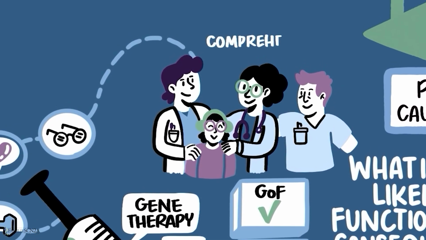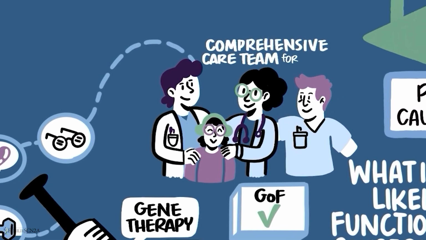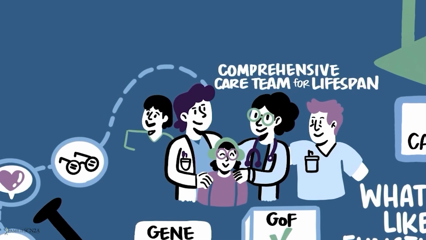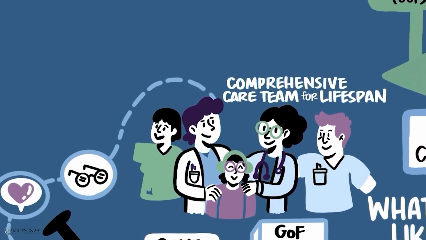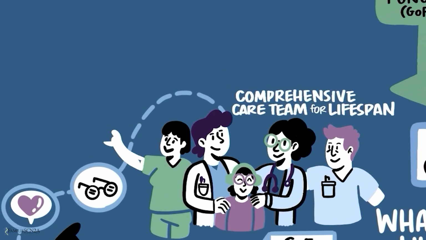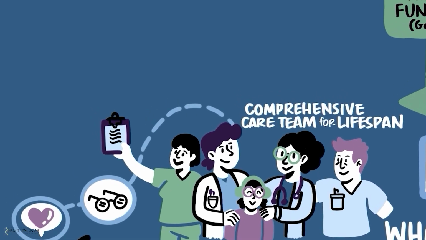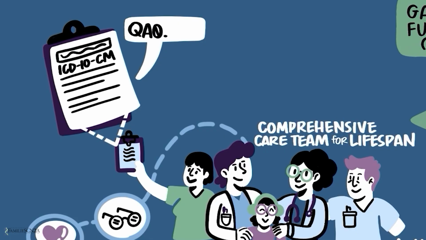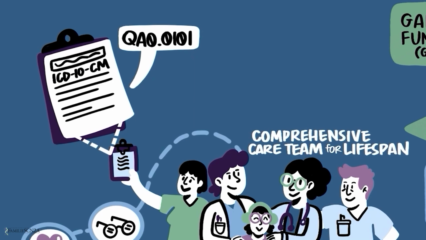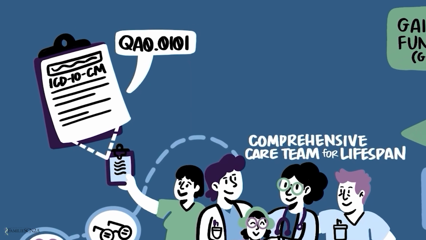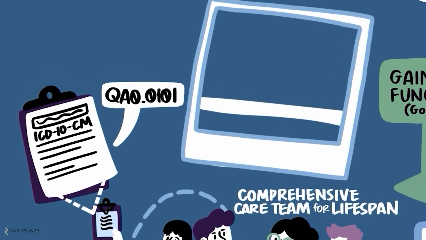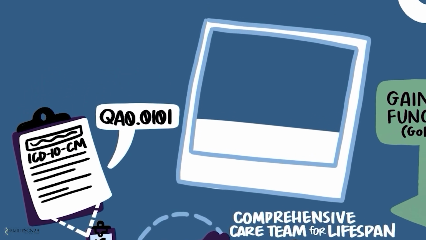When documenting SCN2A-related disorders and comorbid conditions in the medical record, it's important for clinicians to be aware of and use proper ICD-10 codes. Effective October 1, 2025, the ICD-10 CM code for SCN2A-related neurodevelopmental disorders is QA0.0101. Importantly, this is not meant to replace other condition codes. Rather, it should be used in addition to other codes to document the clinical presentation, such as epilepsy and ASD.